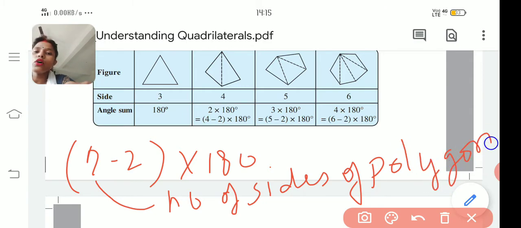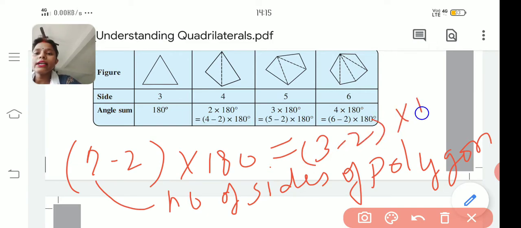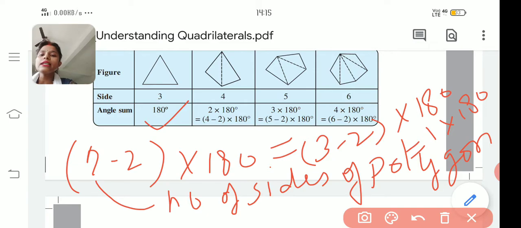Is it clear to you all? Where n is the number of sides of the polygon. Now see, in the triangle how many sides are there? 3. So we can find for this also: 3 minus 2 into 180. 3 minus 2 is equal to 1, into 180, that is 180 degrees. Is it clear?